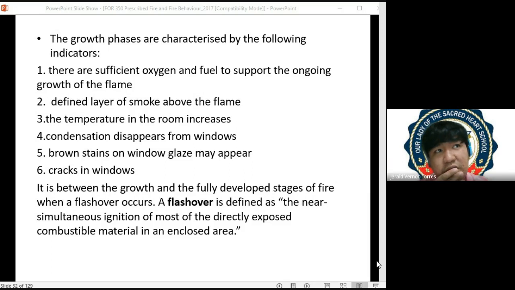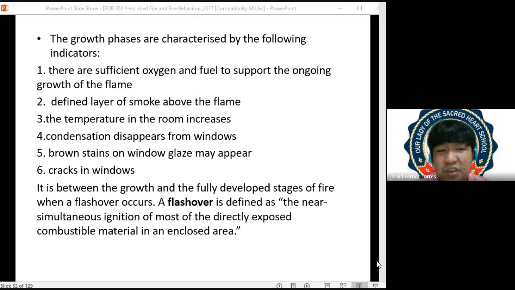Darating yung point during the growth stage bago tayo magkaroon ng full fire, darating yung point na mag-i-ignite na lahat ng fuel. Fuel sa room, yung makikita niyo nag-ignite na siya, nag-flash over na siya. May makikita kayong light na nag-strike out of the fuel. So kunyari may papel sa kwarto, pag nag-start na siya mag-spark, meaning naabot na yung flash over. So darating dito yung flash over point ng lahat ng fuel during the growth stage.